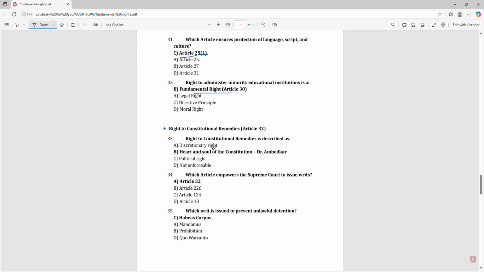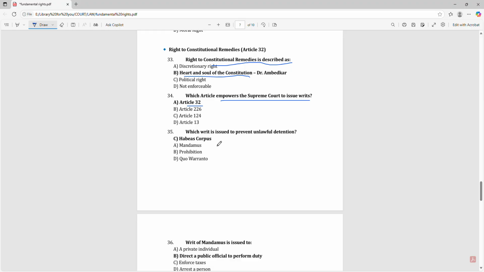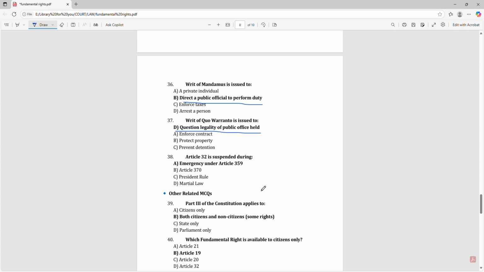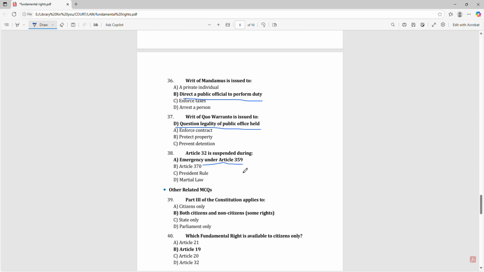Right to constitutional remedies is described as the heart and soul of the Constitution by Dr. Ambedkar. Which article empowers the Supreme Court to issue writs? Article 32. Which writ is issued to prevent unlawful detention? Habeas corpus. Mandamus is issued to direct a public official to perform a duty. Quo warranto is issued to question the legality of a public office held. Article 32 is suspended during emergency under Article 359.